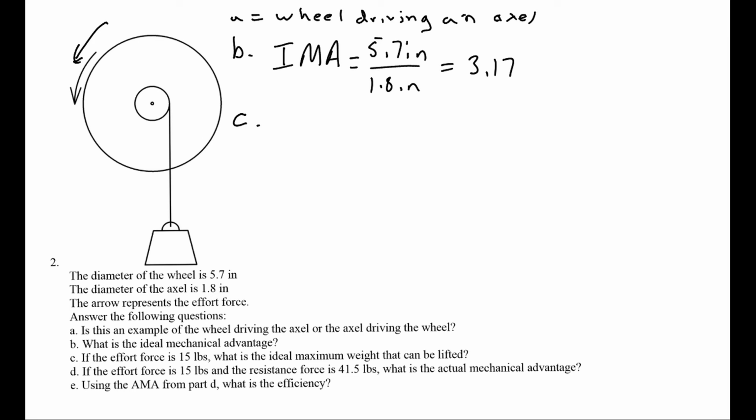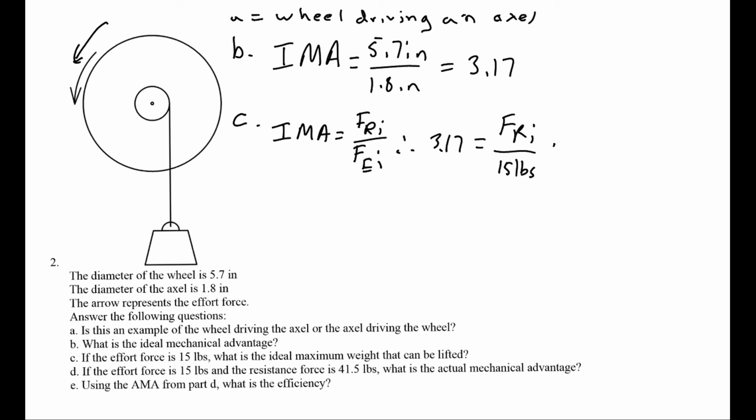So C, if the effort force is 15 pounds, what's the ideal maximum weight that can be lifted? So this time we're going to say IMA equals resistance force ideal over effort force ideal. So we get 3.17 equals FRI, which is what we're looking for here, right? Yep. And that's going to be over 15 pounds. Multiply 3.17 by 15, we get FRI equals what?